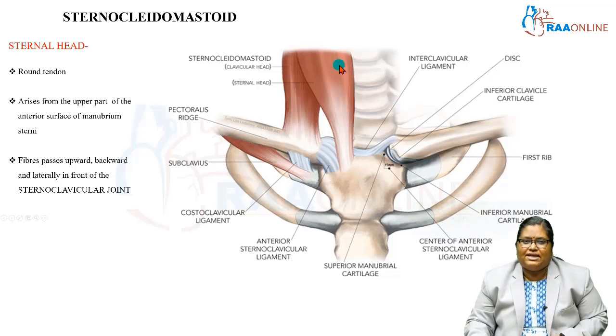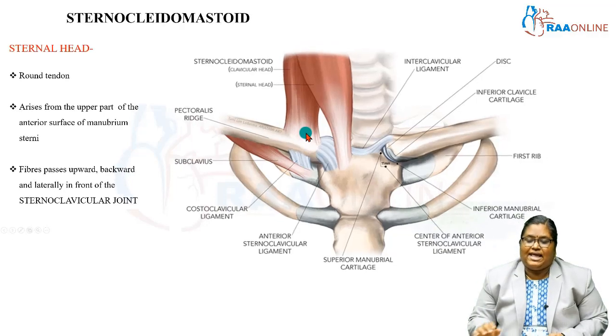So this is the sternal head. The sternal head is a round tendon which arises from the upper part of the anterior surface of the manubrium sterni, and if you look at the direction of the fibers, it passes upward, backward and laterally in front of which joint? It is the sternoclavicular joint. So now we have seen the sternal head. Now we are going to see the clavicular head.